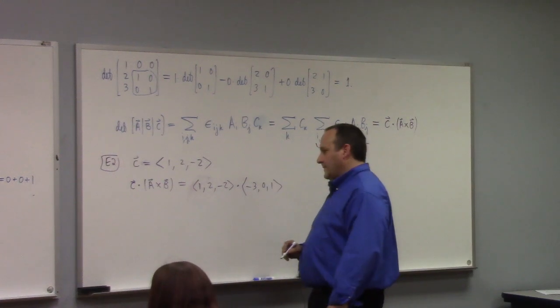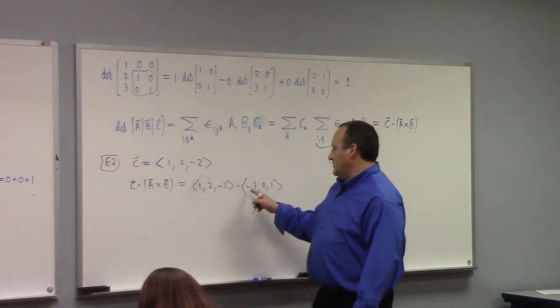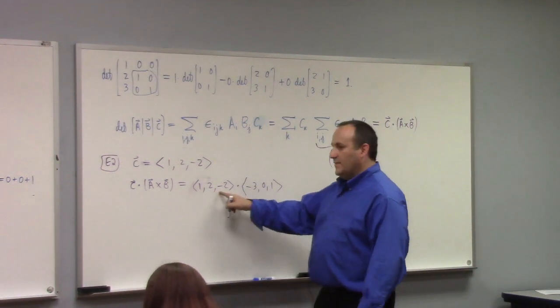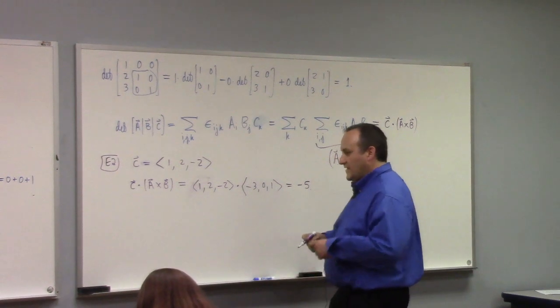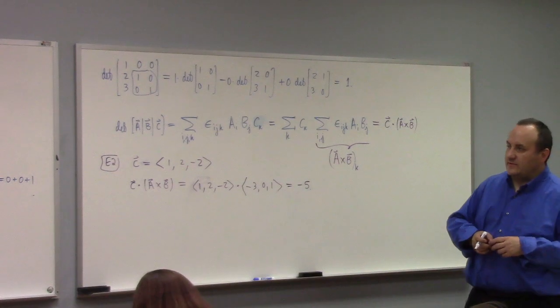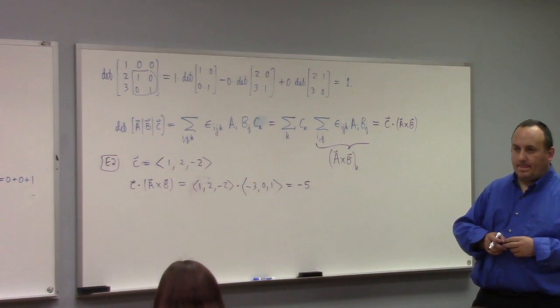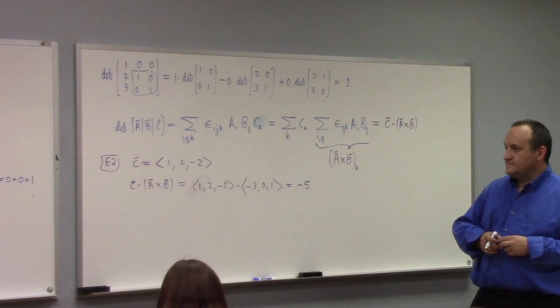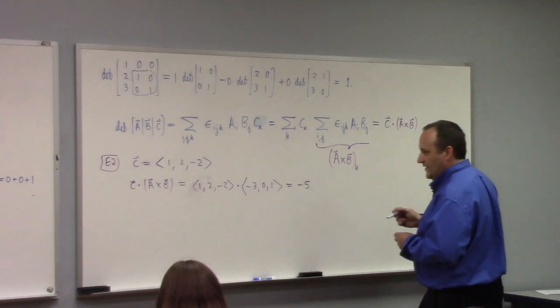Okay, fine. How does this work out? Minus 3 plus 0 minus 2. The dot product is minus 5. You should be able to check me on that, right? Can you guys explain to me the geometric significance of both of these calculations? Let me draw a picture, if I can.